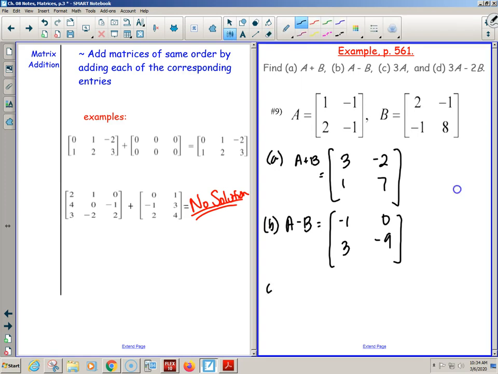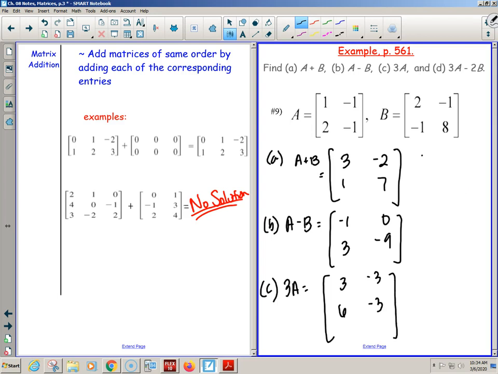What happens when there's multiplication, like 3A? Just think distribution. It ends up tripling the whole shebang. 3 times 1, 3 times negative 1, 3 times 2, 3 times negative 1.